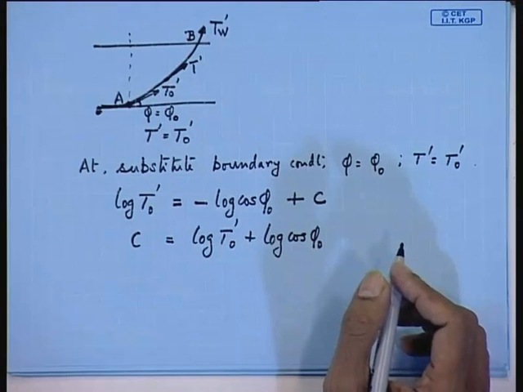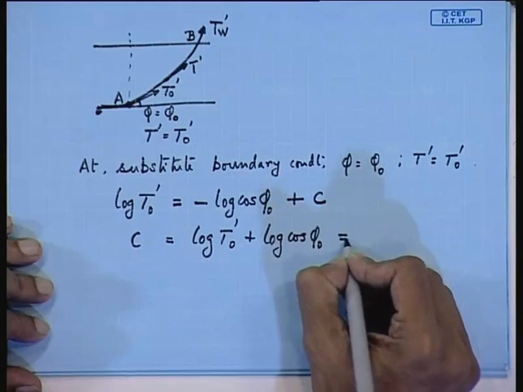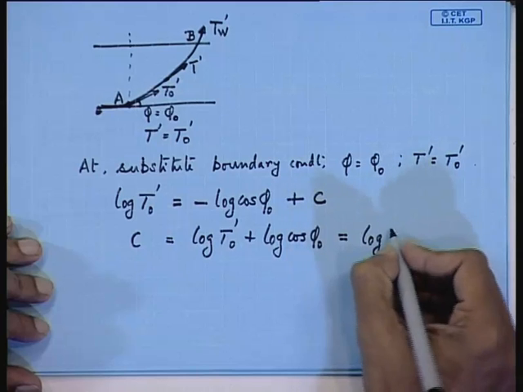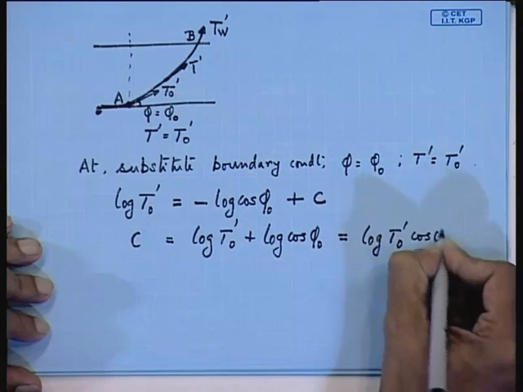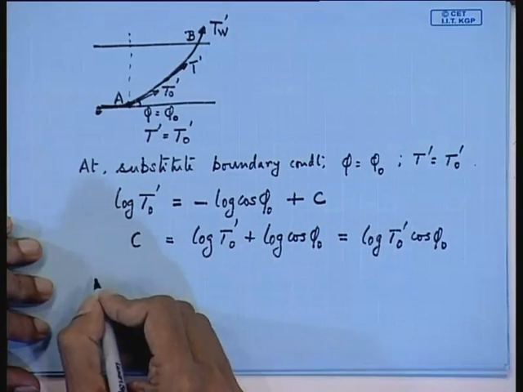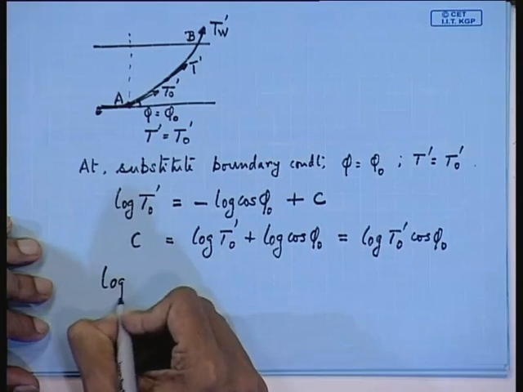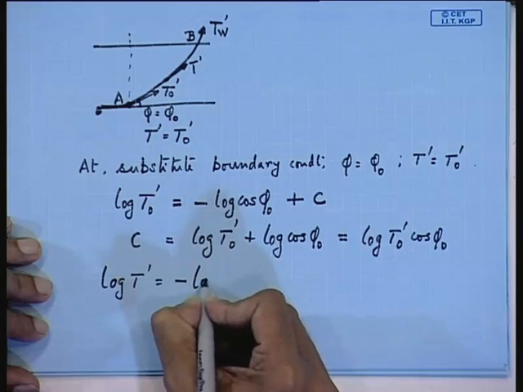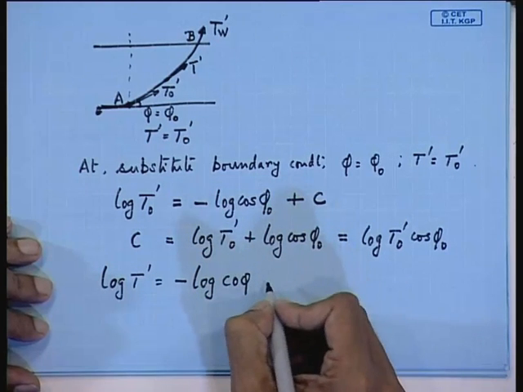So now we are getting C from this, and you can simplify. Then what is your expression? This will be log of T' naught multiplied by cos phi naught. So now you are getting the expression. Your expression is coming like this: log of T' equals minus log cos phi plus C. And what is the value of C?